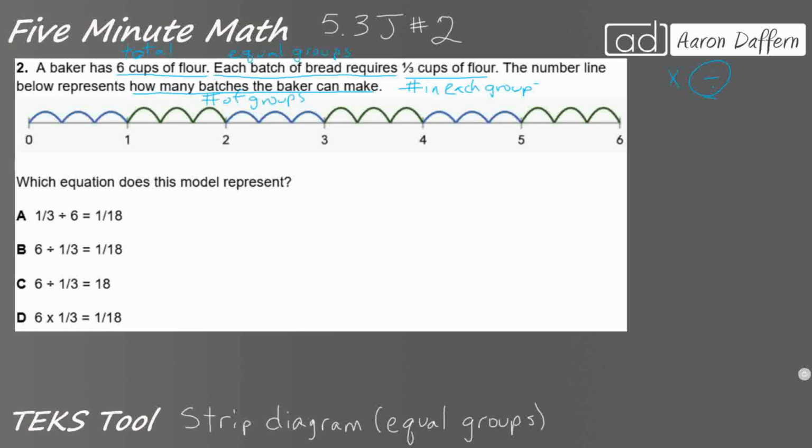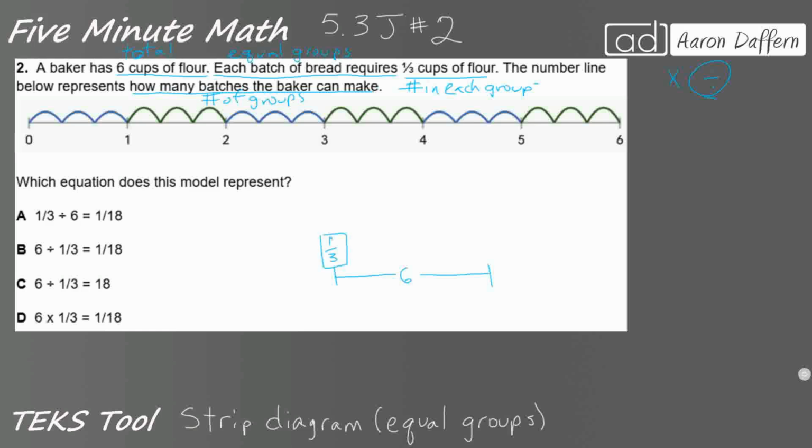All right, so we can represent this with a strip diagram, and that is going to help us with the equation. We can use the model as well. But let me show you how we can do this with the strip diagram. So we're going to start with our total, and our total is going to be 6. And so I'm going to just draw my total, and I'm going to make it underneath my strip diagram. It could be above, it could be below, it could be a line like this, or it could be a bar that's connected. Lots of different ways to show the total. So never get used to just one way. All right, so now I have the number in each group. My number in each group is going to be 1/3.